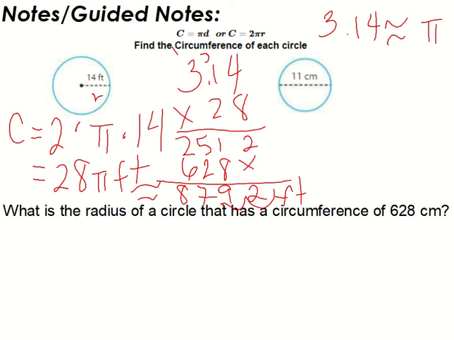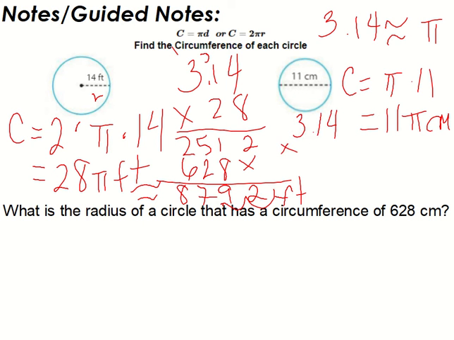Now for the second one, where we have the diameter all the way across, we would use that first formula. So we're going to go circumference equals pi times 11. Now we actually can just leave it like that and call it 11 pi centimeters. But if we wanted it a little bit more exact, or to a decimal, we would need to take 3.14 and times it by 11.